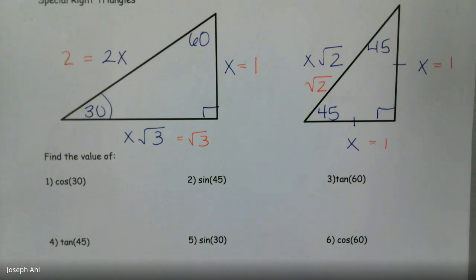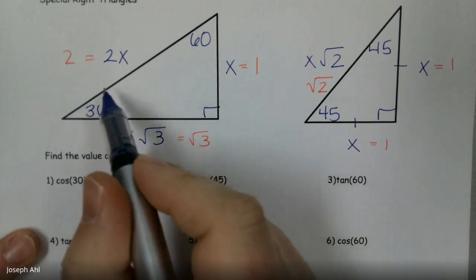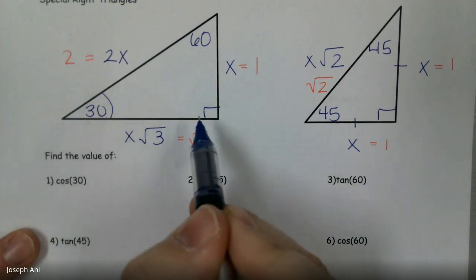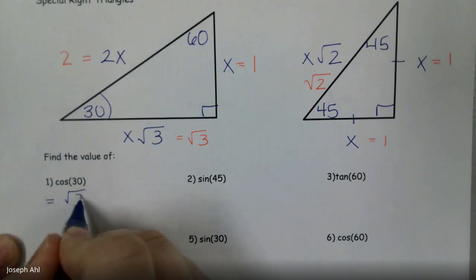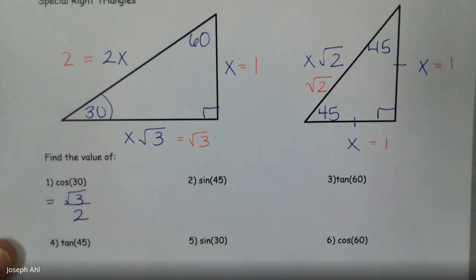So to evaluate some of these, cosine of 30, for example, would be the adjacent over the hypotenuse from the angle 30 degrees. Adjacent's the radical 3. Hypotenuse is the length of 2. Cos 30 is radical 3 over 2. These are really special and important values that will tend to come up over and over again.